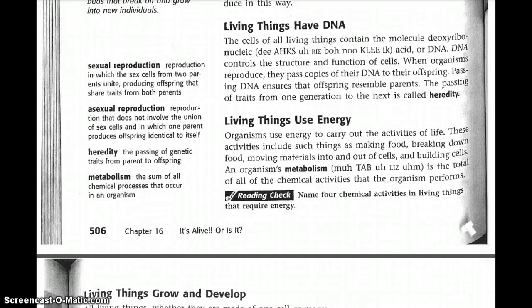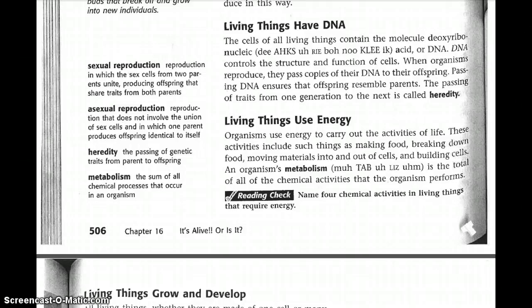Living things have DNA. The cells of all living things contain the molecule deoxyribonucleic acid, or DNA. DNA controls the structure and function of cells. When organisms reproduce, they pass copies of their DNA to their offspring. Passing DNA ensures that offspring resemble parents. The passing of traits from one generation to the next is called heredity.